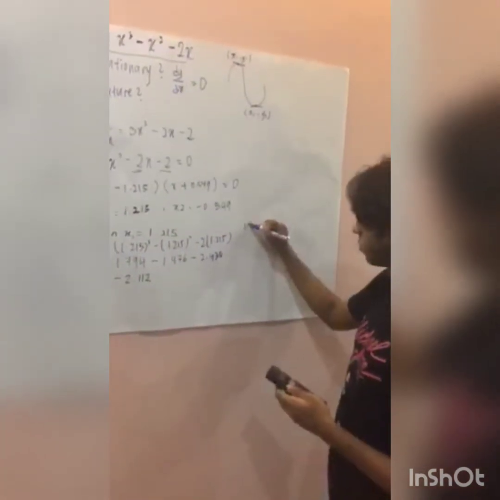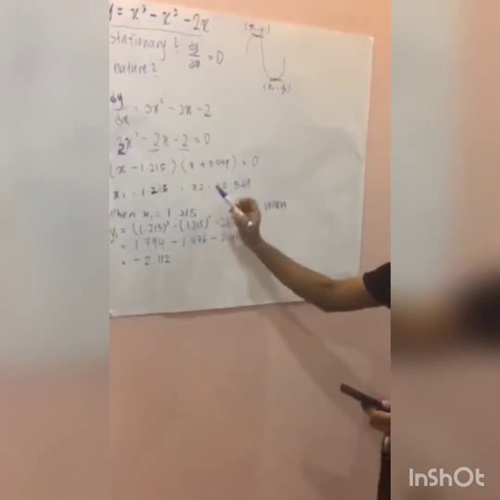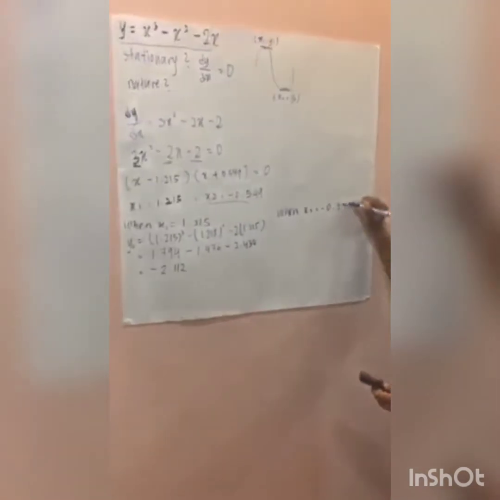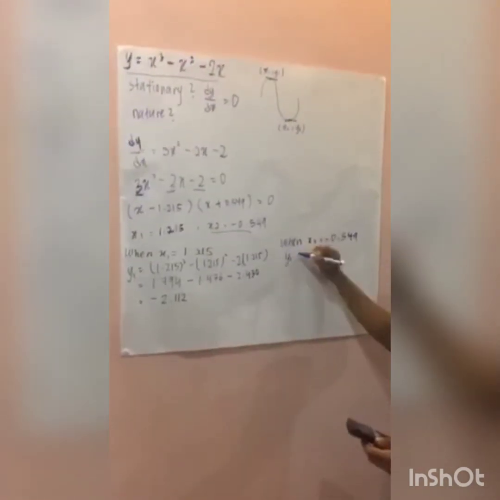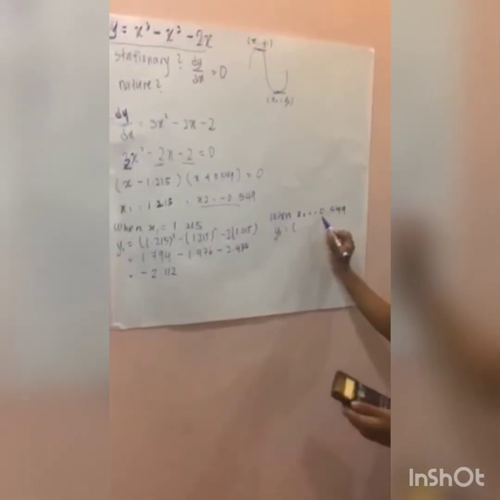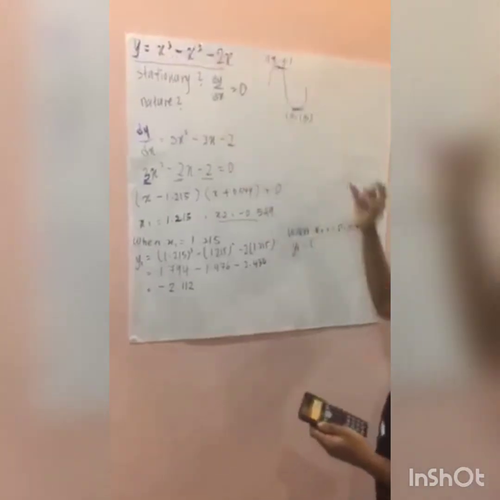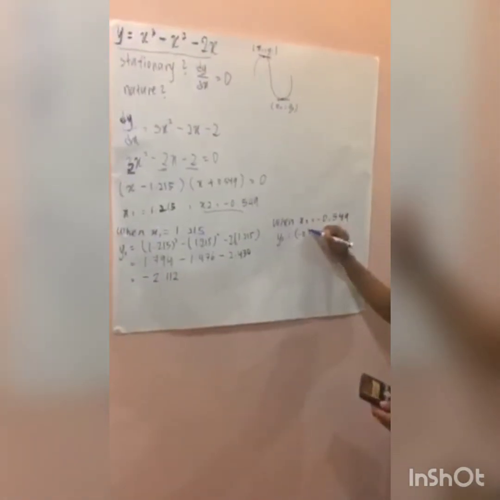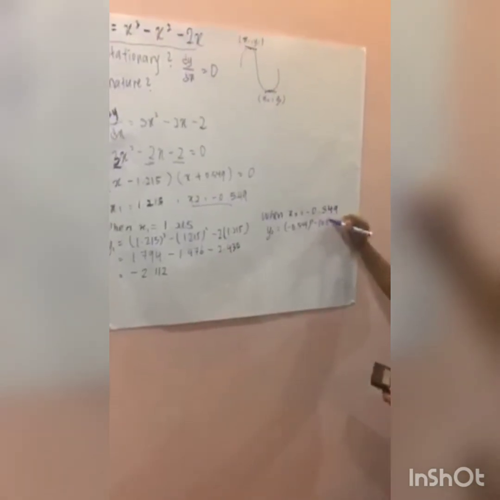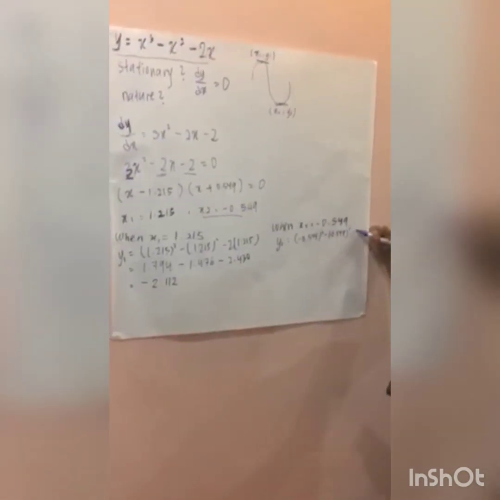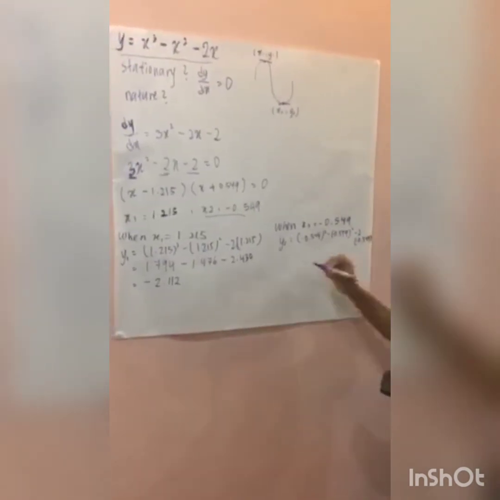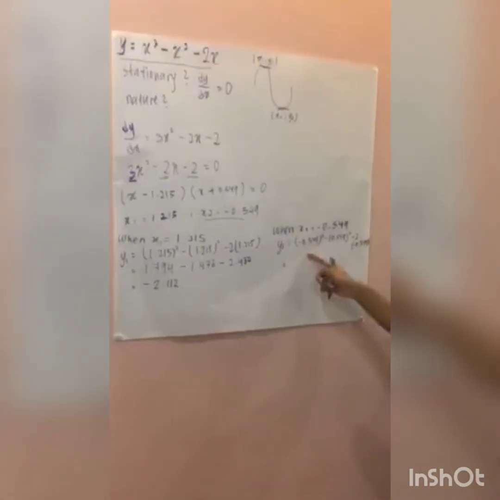Now for y2, I'll take x2. When x2 is equal to negative 0.549, y2 is equal to negative 0.549 to the power of 3 minus negative 0.549 to the power of 2 minus 2 times negative 0.549. Then you do the same thing as what I did here.